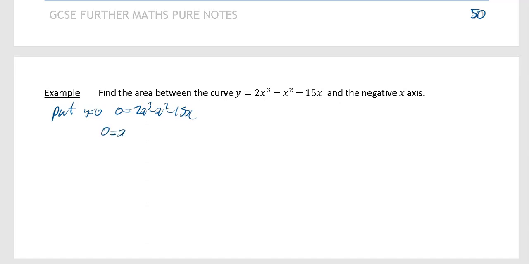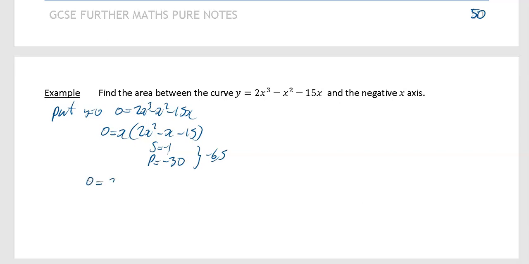So the easy way to do it, first of all, you can see x is common, so you can pull an x outside, leaving you 2x squared minus x minus 15 inside. And then we want to factorize this bracket here. So my sum, not so easy here, my sum is minus 1. My product is minus 30. So my two numbers are going to be minus 6 and 5, because minus 6 multiplies with 5 to give you minus 30, minus 6 adds to 5 to give you minus 1.